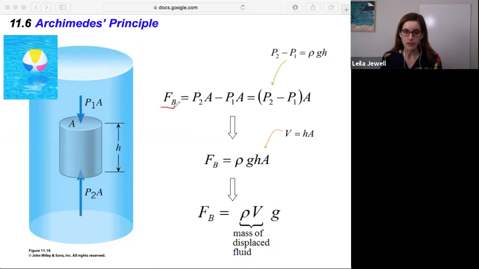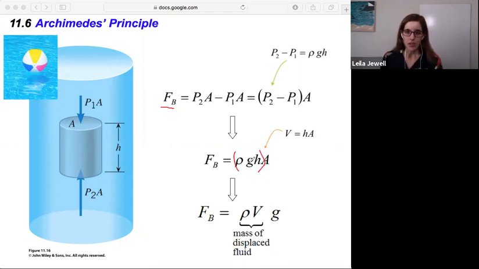And so the buoyant force is equal to the difference in the two forces. So force 2 going up minus force 1 going down. Then we could pull the area out of that, right? So it's pressure 2 minus pressure 1 times the area. We've already seen pressure 2 minus pressure 1. That's our gauge pressure. The difference between two pressures is a function of depth. So it's equal to rho g h. So we can plug in rho g h for those parentheses.